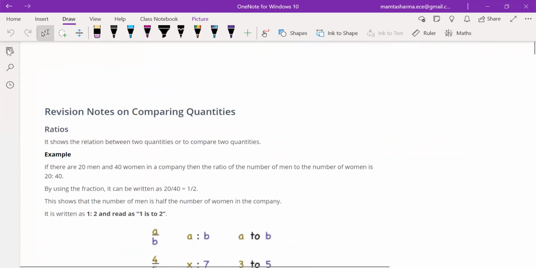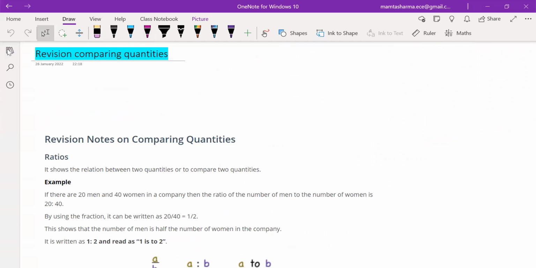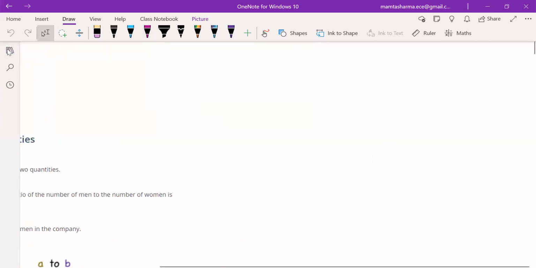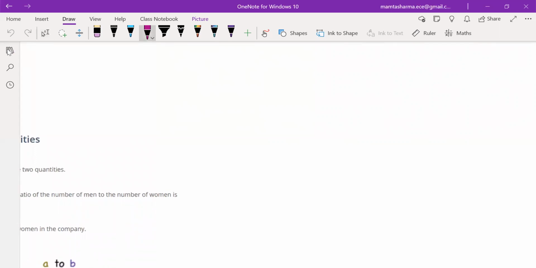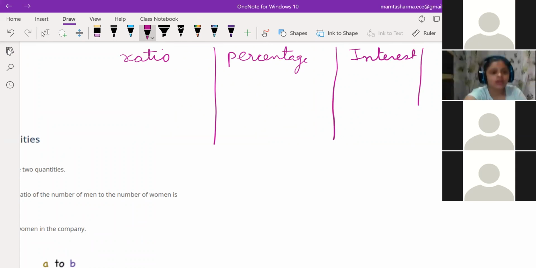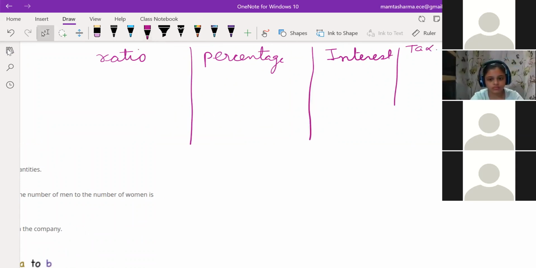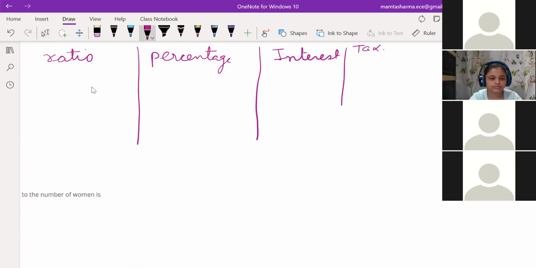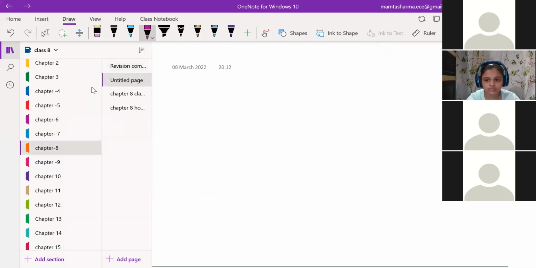So in comparing quantities, what you have to do? First compare the ratio. There would be 4 terms: ratio, percentage, interest and tax. Correct? Now see the ratio. How would you compare two quantities in a ratio? Okay, I will take a new page.